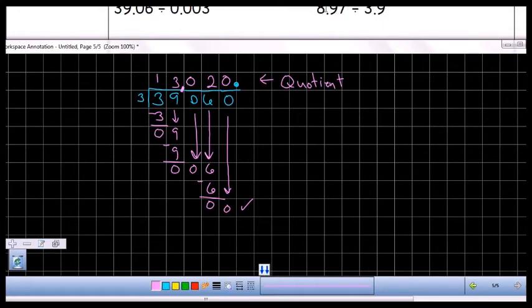And now you get to do problem number 2 right here, right beside it. Make sure you do it and see if you can get the right answer.